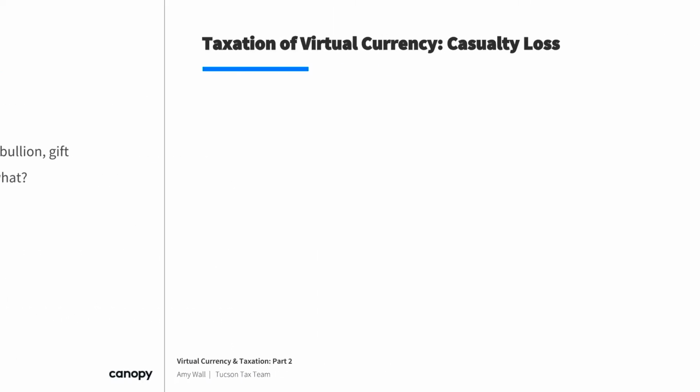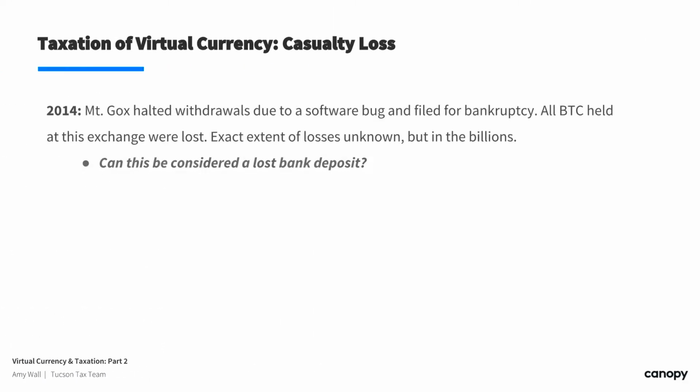Is it a lost bank deposit? Well, no, because it's property. So it's not a lost bank deposit. It's a lost '67 Chevy pickup. So I think that the best practice is going to be to report it on Schedule A.